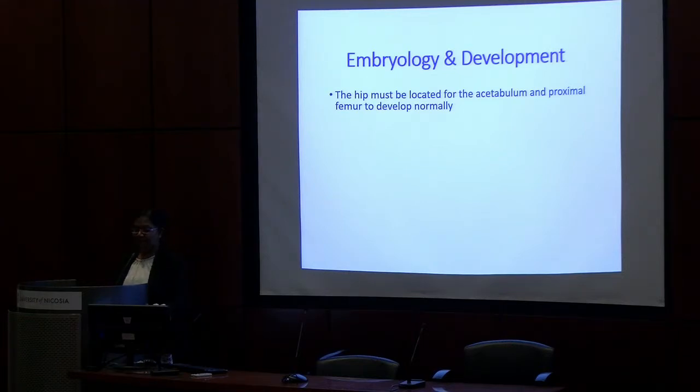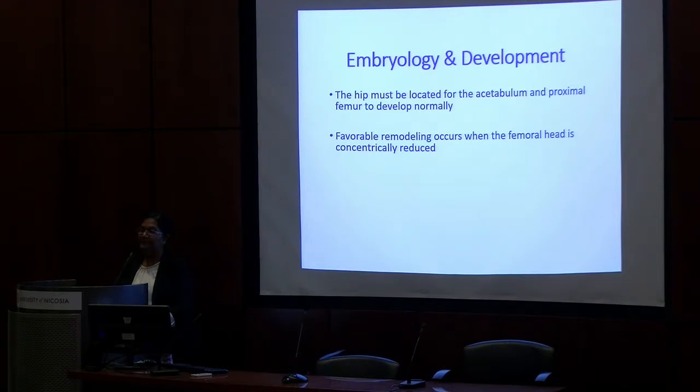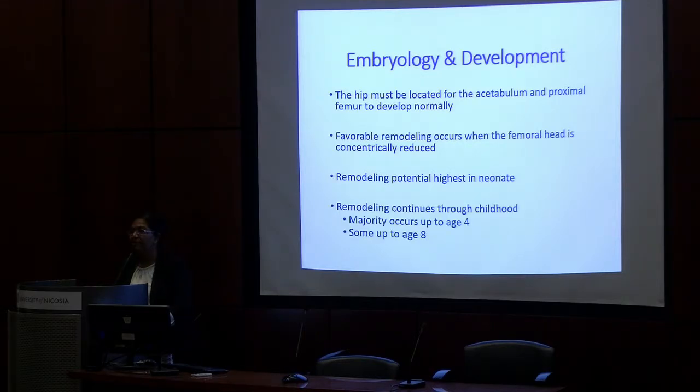The reason this is relevant to DDH is that the hip must be in the joint for both the acetabulum and the proximal femur to develop normally. Favorable remodeling occurs when the femoral head is sitting nicely, concentrically reduced in the acetabulum. The remodeling potential for the hip is highest in the neonatal period, but does continue, the majority of which is up to the age of 4, but some remodeling occurs up to the age of 8.